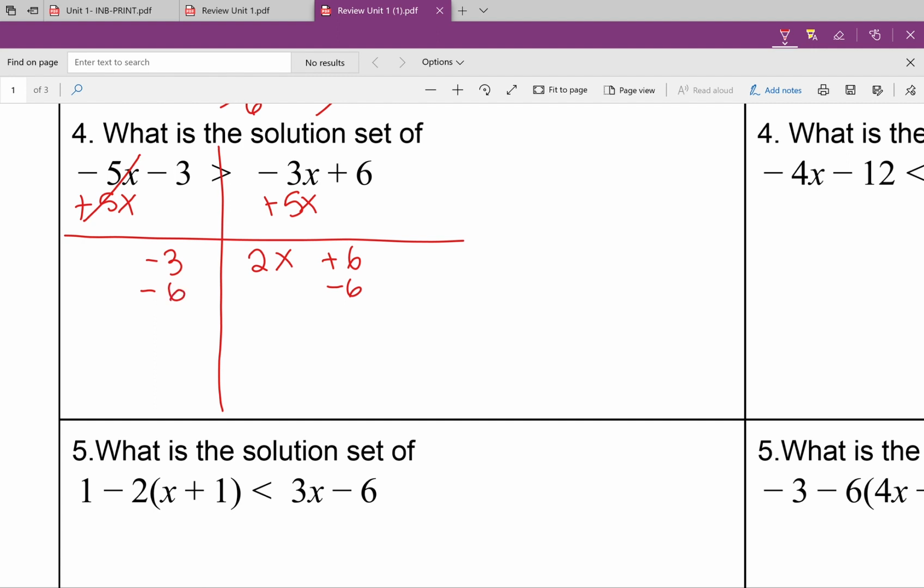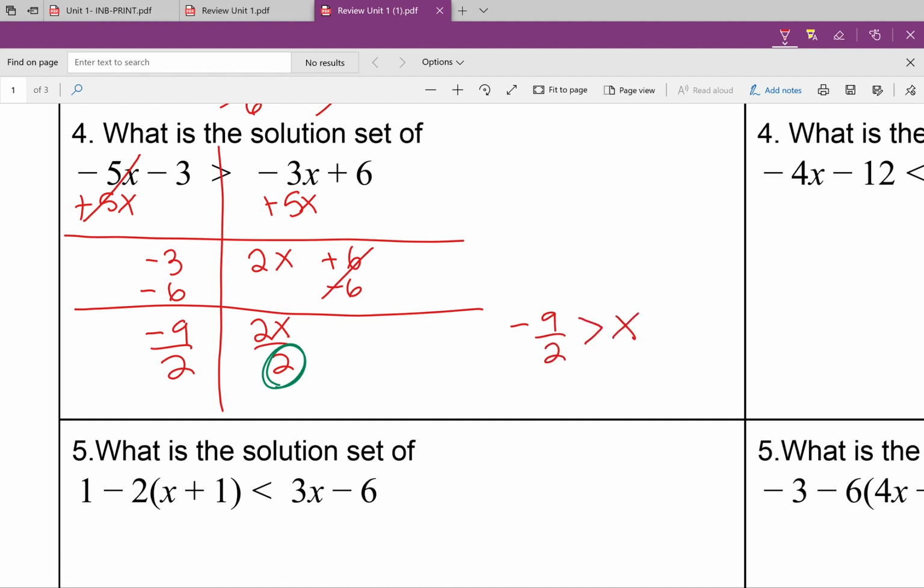And now I have negative 3 plus negative 6, which is negative 9, and then 2x over here. My last step is to divide by 2. Notice that I divided by a positive number, so my sign is going to stay the same. So that means my answer is negative 9 halves is greater than x. That's my answer.